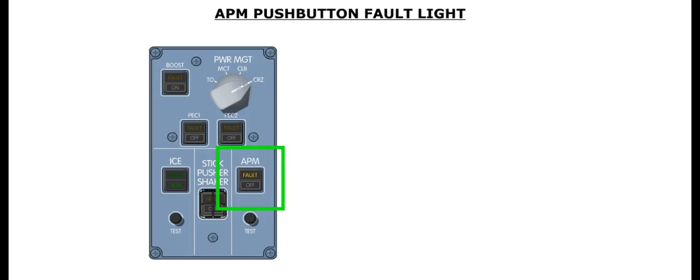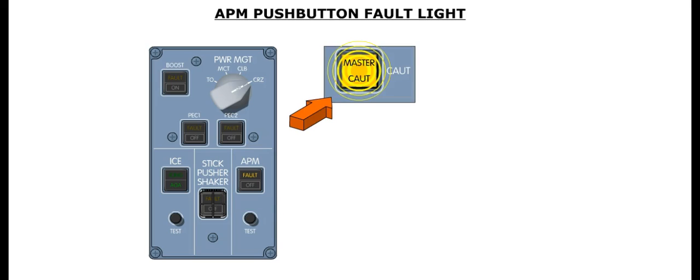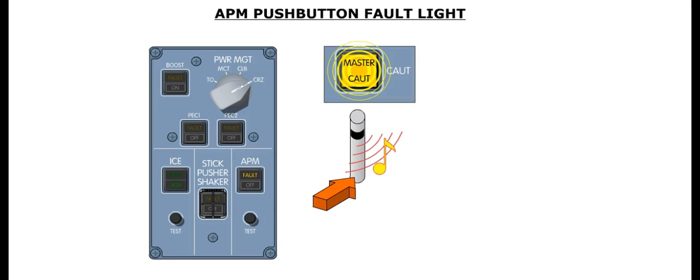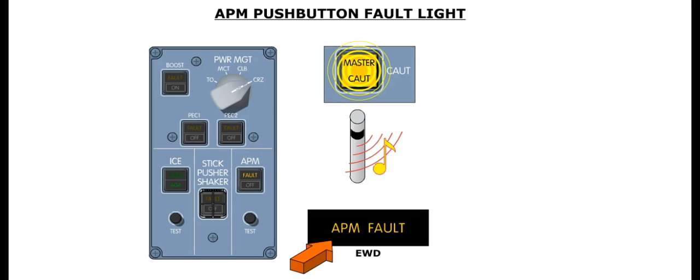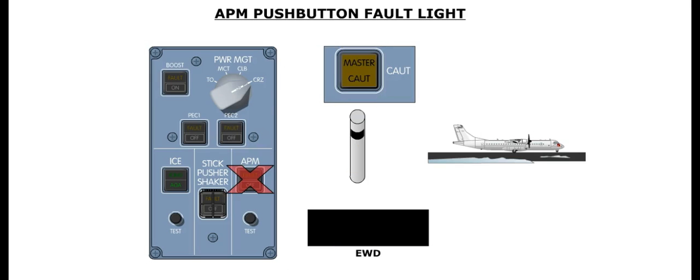The fault caption illuminates amber in the event a fault has been detected in the system. This fault could be due to an internal failure or invalid aircraft parameters. Additional indications of this fault consist of both master caution lights flashing, a single chime, and the amber APM fault message displayed on the EWD. Since the APM is only active while the aircraft is in flight, the fault detection is inhibited when the aircraft is on the ground.